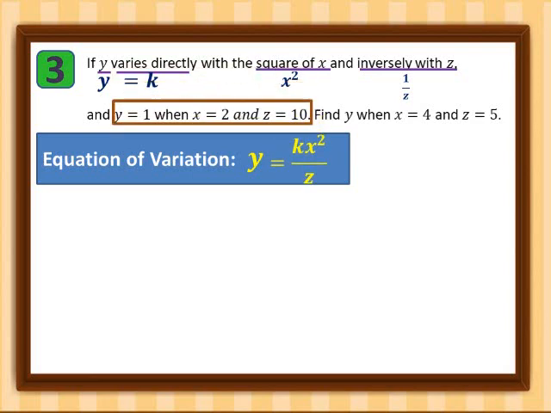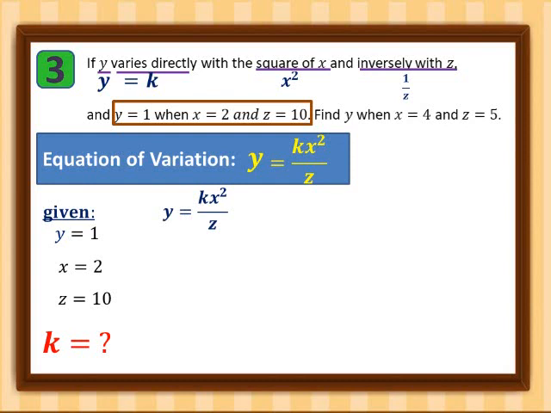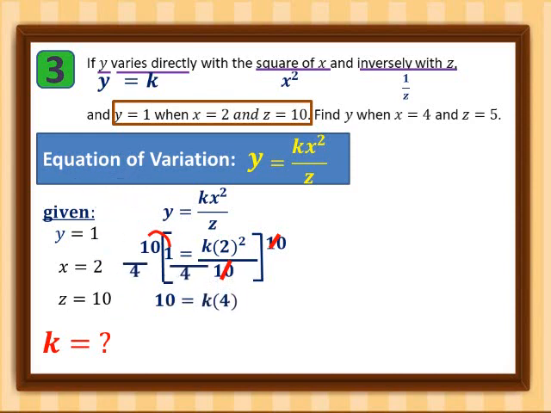Now we have the given: y is equal to 1, x is equal to 2, z is equal to 10, and we will be solving for the constant k. So in the same equation, we substitute the values. Y is 1, k is unknown, x this time is 2, and z is equal to 10. Now multiply everything by 10. We distribute: 10 times 1 is 10. Then we cancel this, so k and 2 squared, that is 4. We divide everything by 4. So 10 over 4 is 5 over 2. We cancel the 4, leaving us the k. So the constant here is 5 over 2.